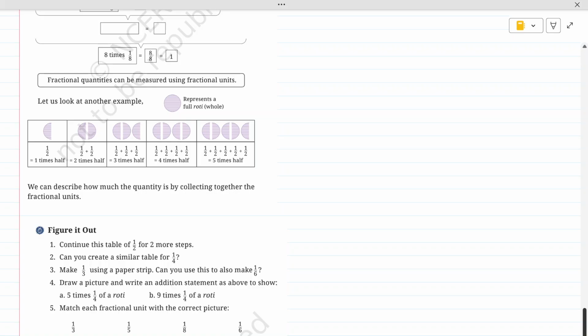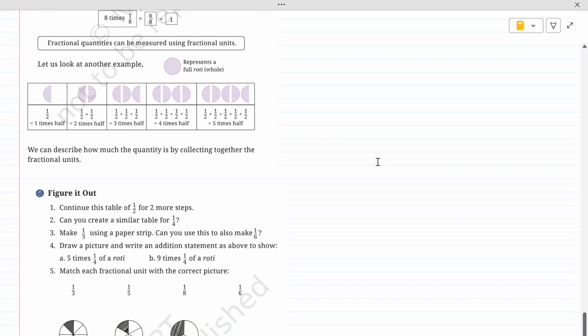Next, we have this example. Let's go through this. Here this circle represents a full roti, a whole. Full means one whole part. So here we are taking one roti. This is half roti. To this half roti, we are again adding half. This half plus this half is 2 times half. Let me write it here. This is 2 times half. We'll get one complete roti.